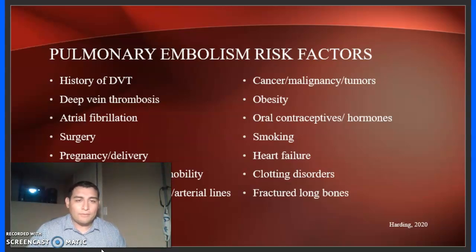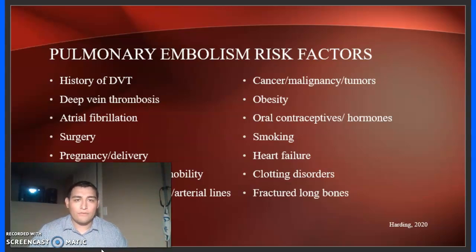Obesity, oral contraceptives, hormones, smoking. We also have clotting disorders. I like to tie in the contraceptives, hormones, smoking, and clotting disorders together. The reason is that it affects how you clot. These can cause some inflammation, they can cause a lot of other things, but they affect the red blood cells where they're more prone to clumping together, causing those clots.